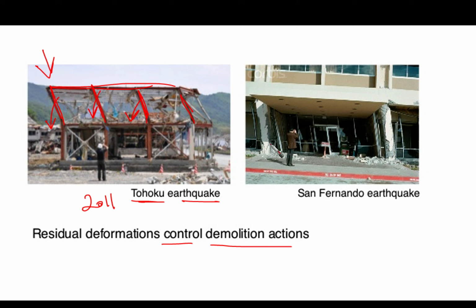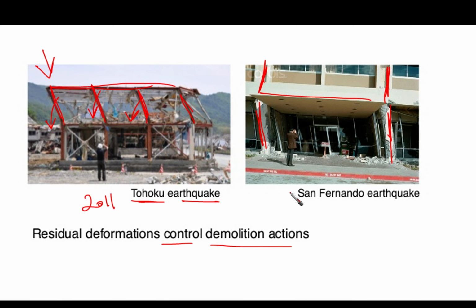Similar here, look at this. This is the column here, and this is the leaning column, and this is the vertical one here. So it seems that an extreme residual drift happened due to the P-delta also. So now we cannot renovate, we cannot retrofit the structure, we need to demolish it.